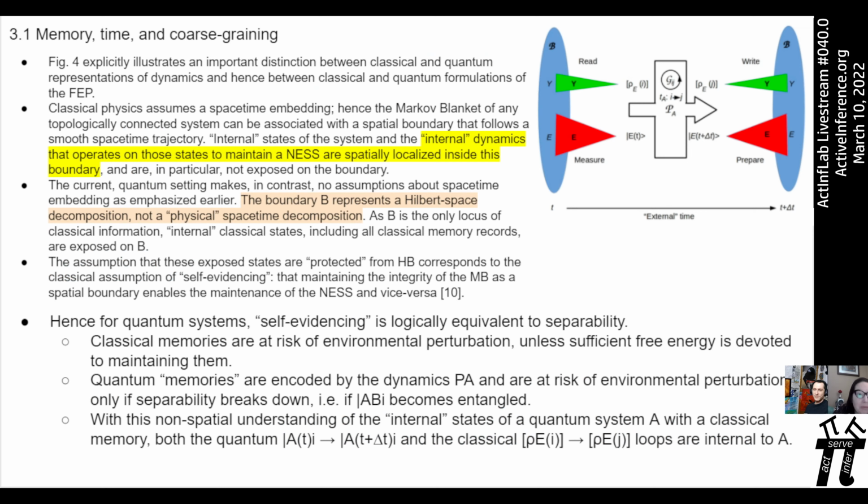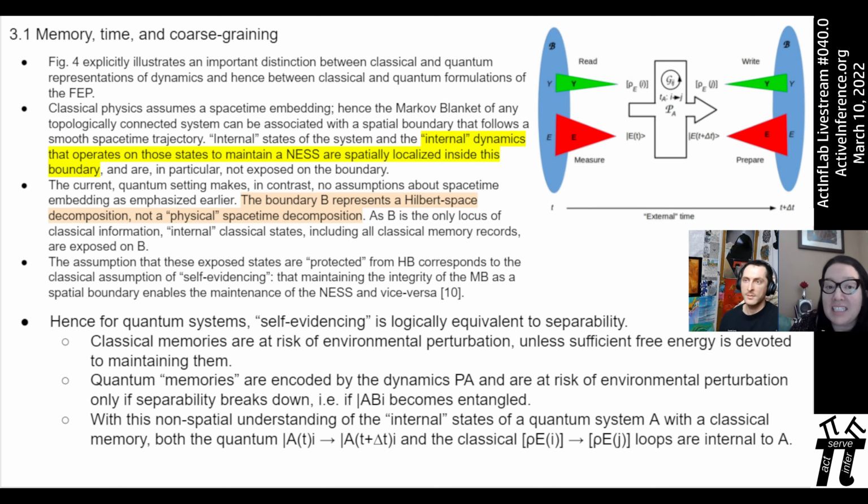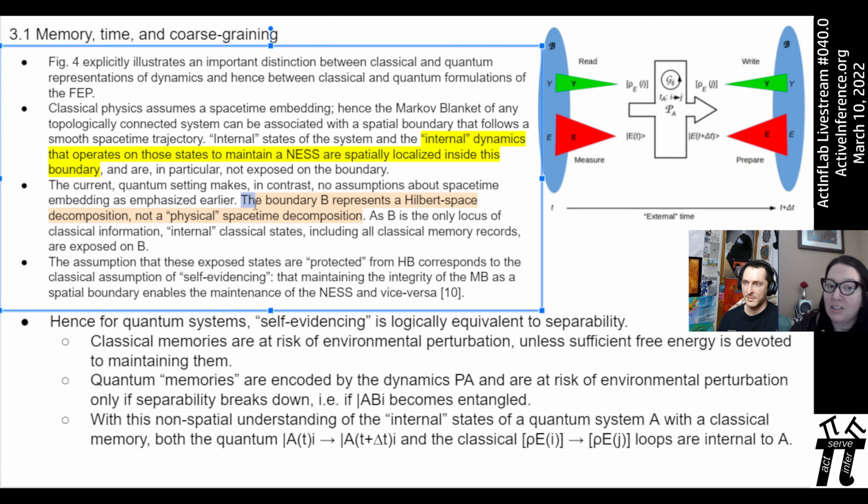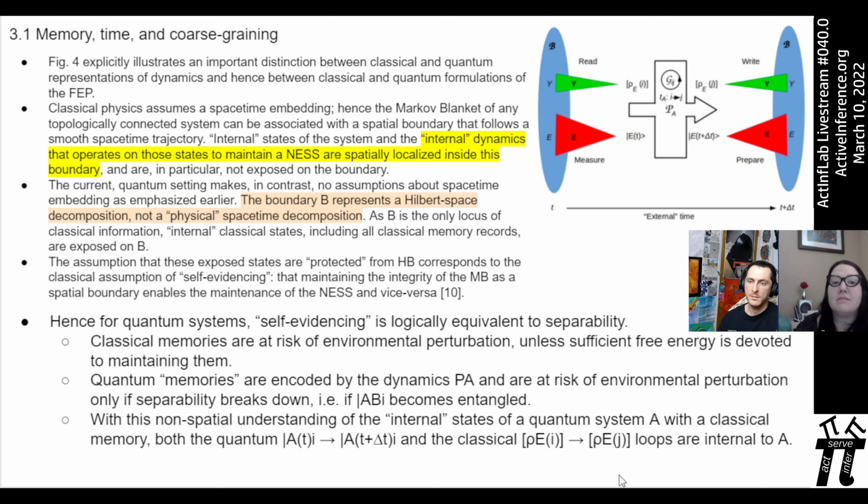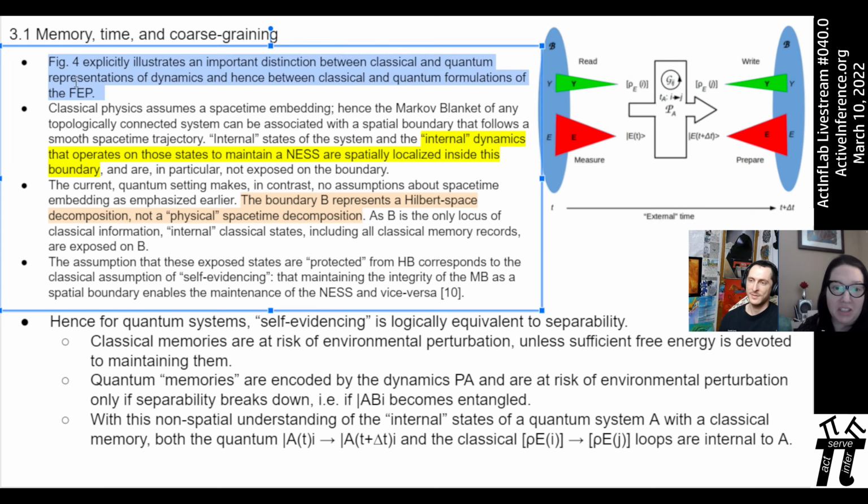All right. Then memory, time, and coarse graining. So the internal dynamics that operate on those states to maintain a non-equilibrium steady state density are spatially localized inside of the boundary. And the boundary represents a Hilbert space, as we talked about earlier, and it's not a physical space-time decomposition. So the boundary B is all those little spheres. Still, what is memory? We'll discuss it. Importantly, they say figure 4 illustrates an important distinction between classical and quantum representations of dynamics. Classical physics assumes a space-time embedding, and the quantum does not.